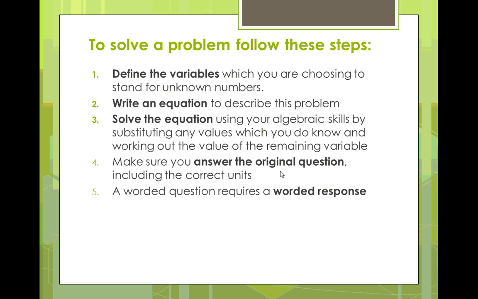Thirdly, we're going to solve the equation, and we're going to do that by using all of the algebraic skills that we've been developing so far by substituting any values which we do know and working out the value of the remaining variable. The fourth step is to go back and read the question, make sure that what you've answered is actually answering the original question and making sure that you've included the correct units. In this question, it will be all about baht. And a worded question requires a worded response, so a final sentence which states what you found.